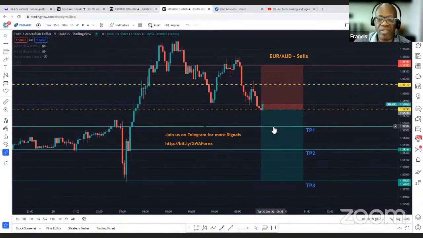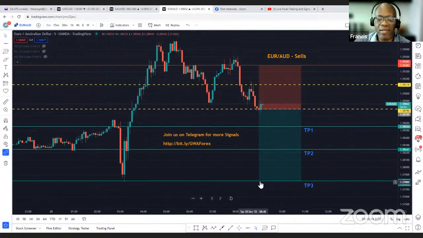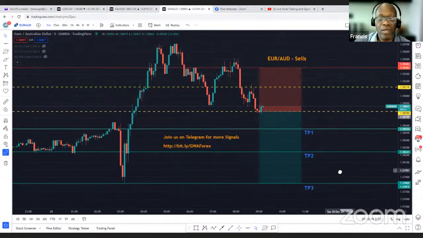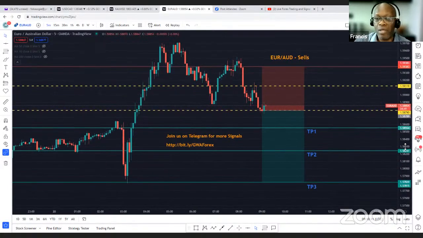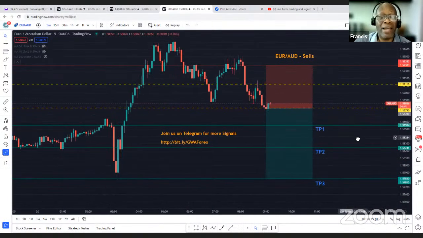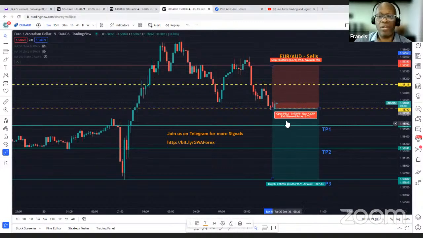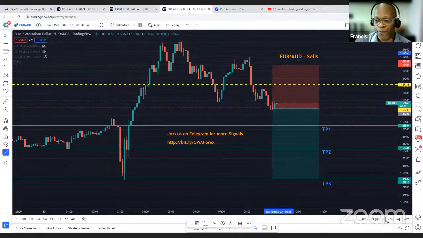So at least you've secured some profit for the day. Then you could take more profits here and take your profit here. This is the final take profit. It's good to take profit along the way. If the market is moving in your direction, in the desired direction, you want to take profit as you go along.